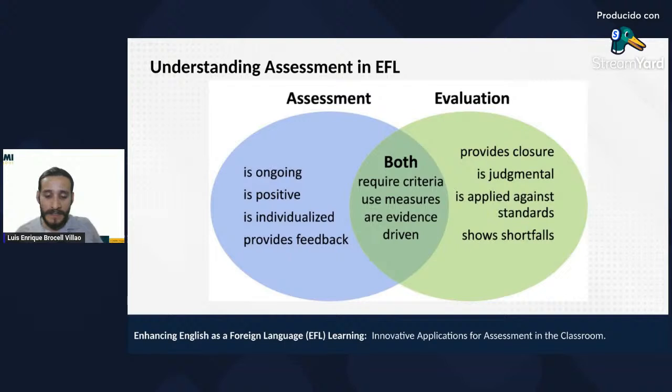Okay, what are the similarities between these two measurement methods? Both require criteria. They use measures, and they are evidence driven. They show us evidence of whether we are teaching correctly, whether the students are understanding us. Both give us these tools. Okay, let's continue. These are the differences and the similarities between assessment and evaluation.